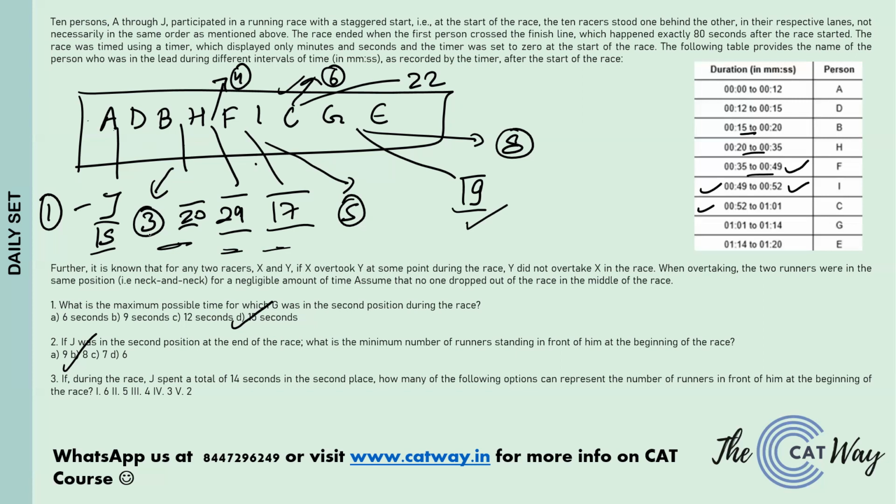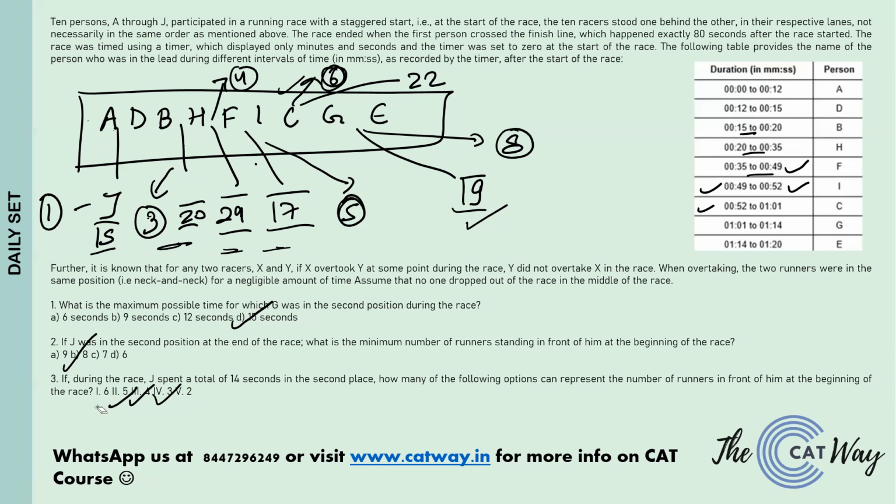When he is in the third position, he could have 2 runners in front of him. When he was in the fourth position, just a second. I'm writing something wrong over here, I guess. This is 3 people in front of him, this is 4 people in front of him, 5 people in front of him, and here it is 6 people in front of him. So that means 4 options: 3 in front of him, 4, 5, and 6.